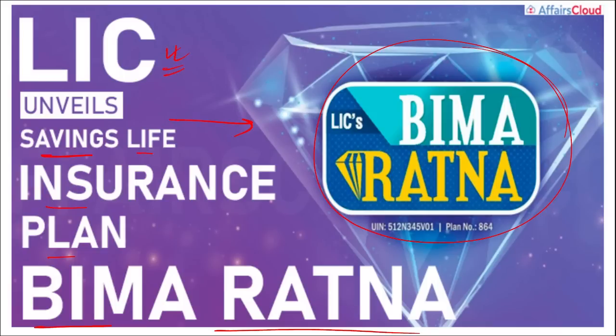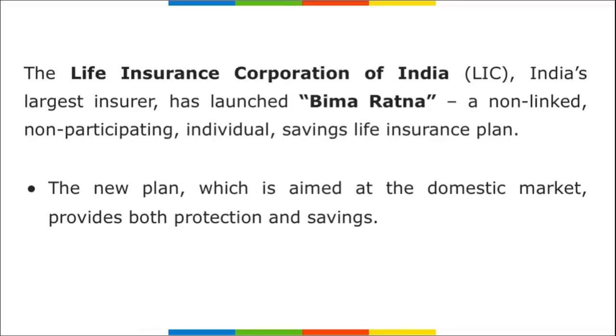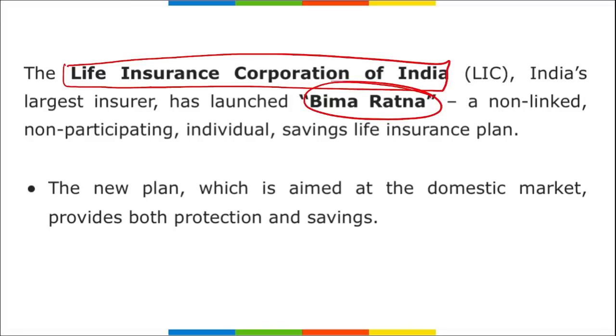The new plan, which is aimed at the domestic market, provides both protection as well as savings. If we talk about this Bima Ratna, it can be purchased through corporate agents, insurance marketing firms, brokers and various other applications that are on your mobiles also. The key features of this plan include death benefit, survival benefit, maturity benefit, settlement option, grace period and various other facilities. The Bima Ratna plan from LIC provides financial assistance to the policyholder's family in case of the policyholder's untimely death during the policy term. Alright, so it was launched by Life Insurance Corporation and the name is Bima Ratna.